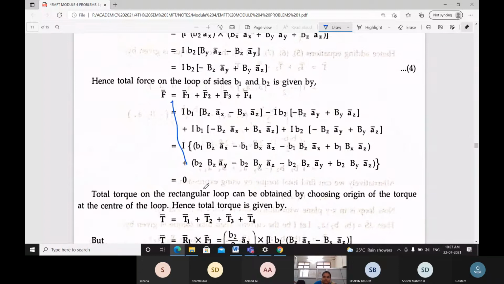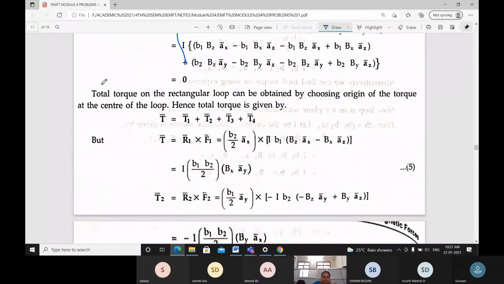What it is indicating, force is 0 means no force is required to move the particle. Then what about the total torque? The total torque on a rectangular loop can be obtained by choosing the origin of the torque at the center of the loop. Hence the total torque is given as T = T1 + T2 + T3 + T4.